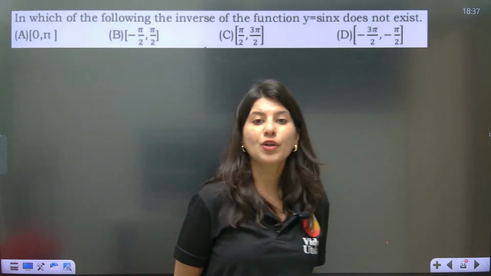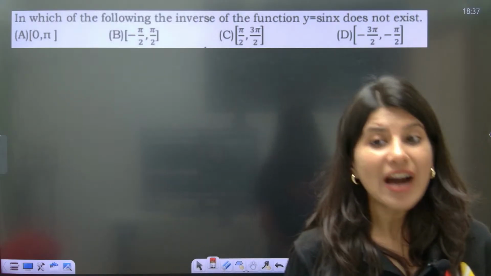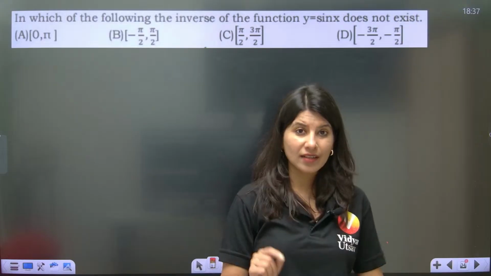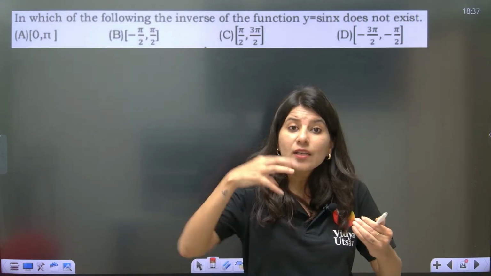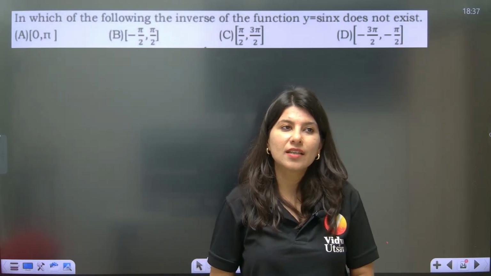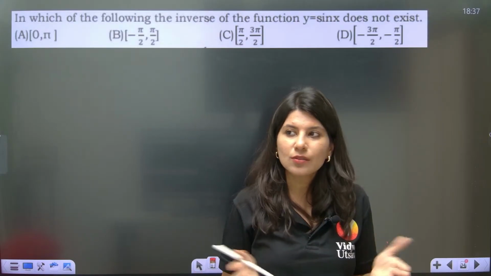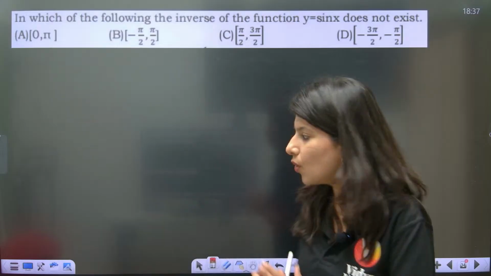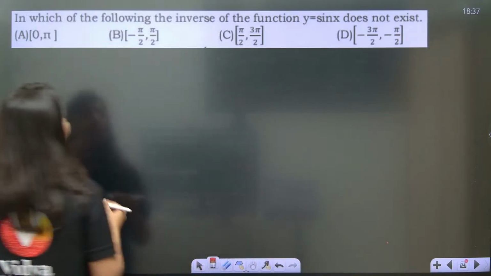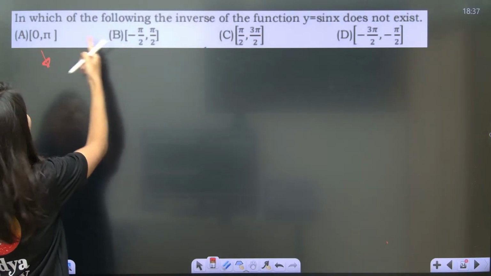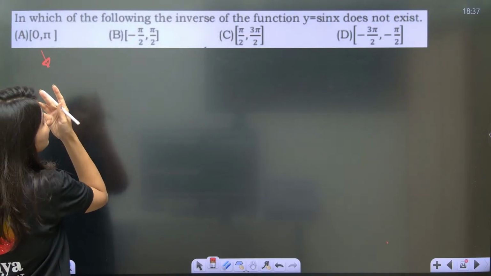In which of the following is the inverse of the function y equals sin x not existing? Can anybody tell me again, when exactly does the inverse of any function exist? Ma'am, the inverse of the function exists when the function is one-one as well as onto. Okay, all right. Just tell me one thing, this is 0 to pi. So, for which of the following functions does the inverse not exist?